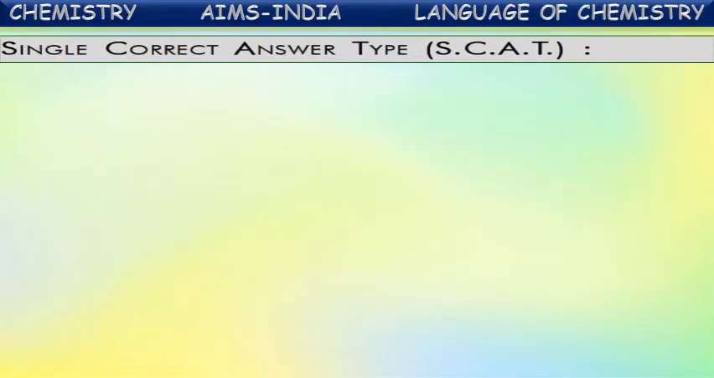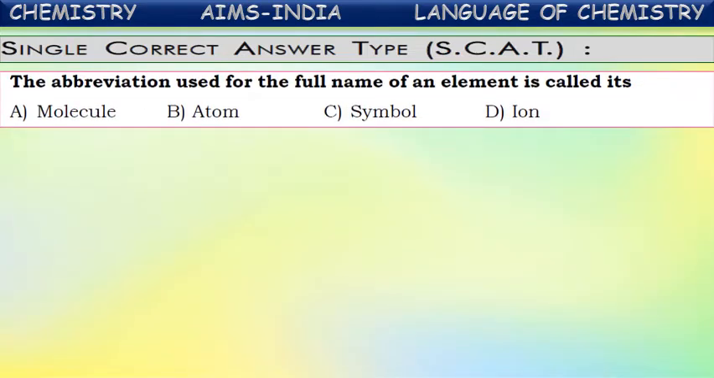Okay, let's start with the single correct answer type questions. See the first one. The abbreviation used for the full name of an element is called its... See, carbon is there. Instead of writing the carbon spelling C-A-R-B-O-N, simply we represent it with C. Instead of writing hydrogen with complete spelling, we simply write H. Like that, what is this called? Symbol. So the abbreviation used for the full name of an element is called its symbol.